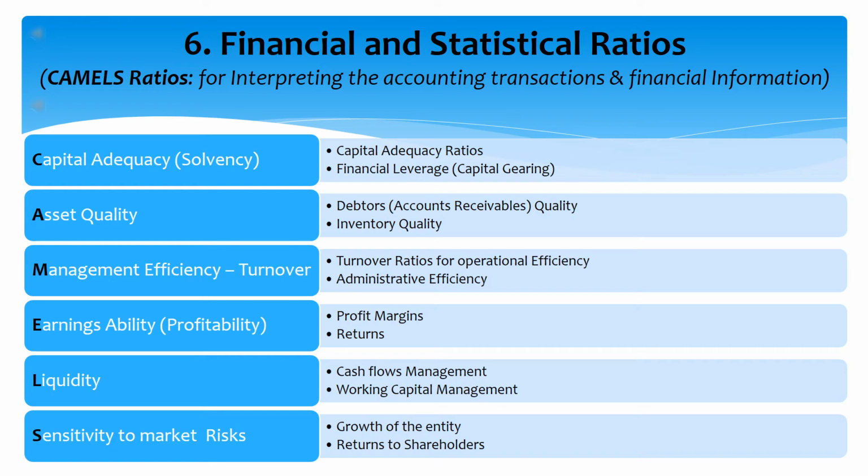Financial ratios can be grouped into 6 categories. That is, capital adequacy ratios that show how solvent an entity is to meet its overall financial obligations, asset quality ratios that show the quality of operating assets, management efficiency ratios that show how efficient an entity is to generate turnover, earning ability ratios that analyze the profitability of the entity, liquidity ratios that show the ability of the entity to meet its short-term financial obligations, and sensitivity to market risk that shows the entity's growth of shareholders' value and returns.